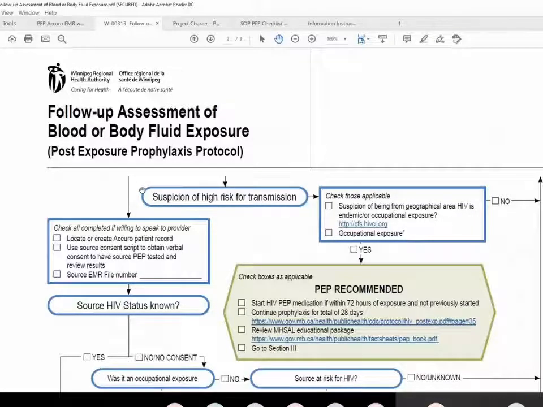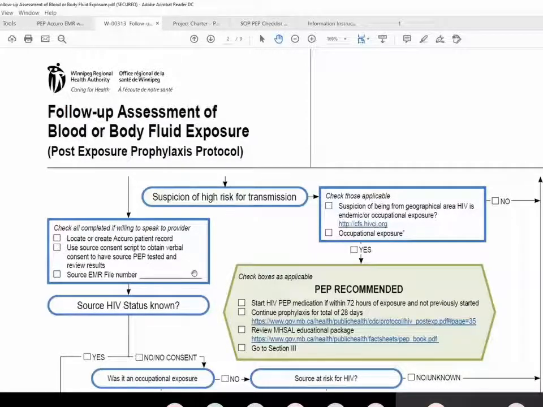So if the source is known, if they're willing to speak with us, the conversation happens with the exposed. It will be their responsibility to bring that person forward. And then we're going to work on connecting those two charts together. That will be actioned in this box here. You'll see there's a source EMR file number, and that's where we're going to put it in there.